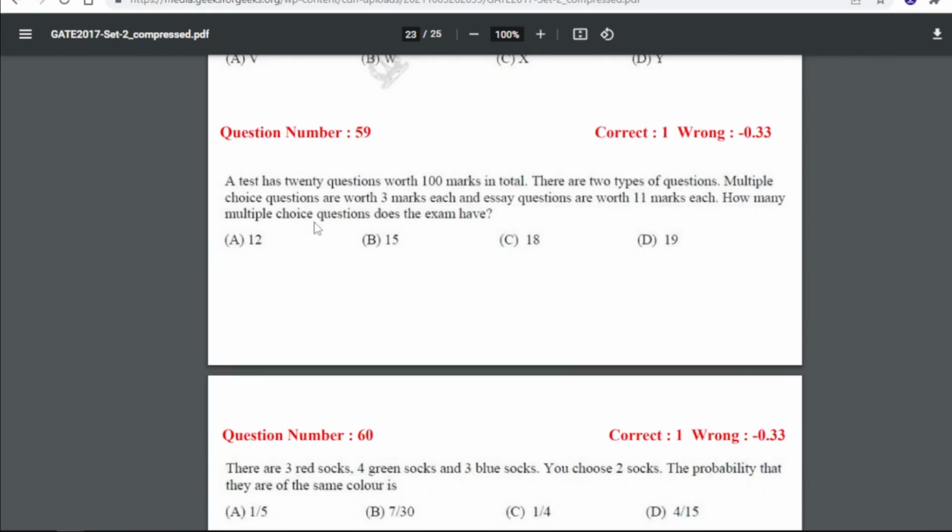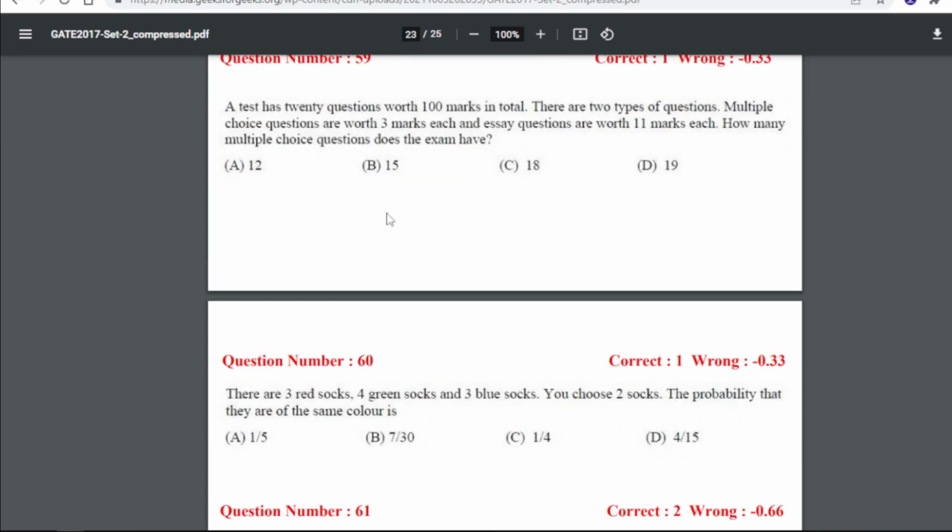59 is, a test has 20 questions worth 100 marks in total. There are two types of questions. Multiple choice questions are worth 3 marks each and essay questions are worth 11 marks each. How many multiple choice questions does the exam have? So for 59 our answer will be B, that is 15.